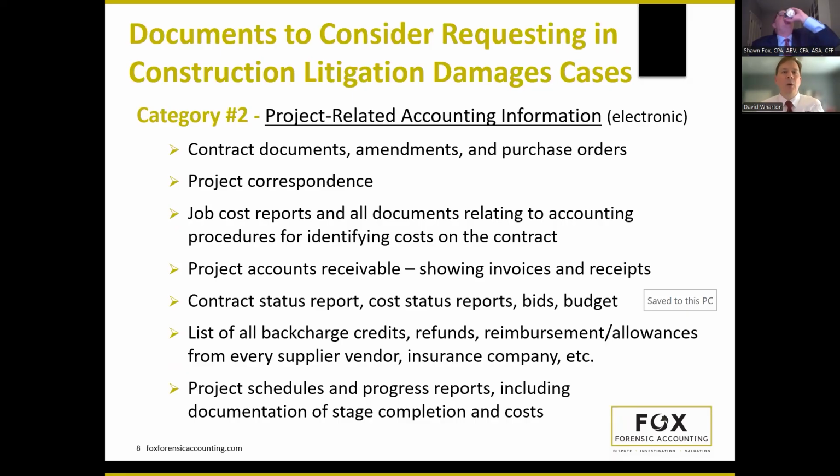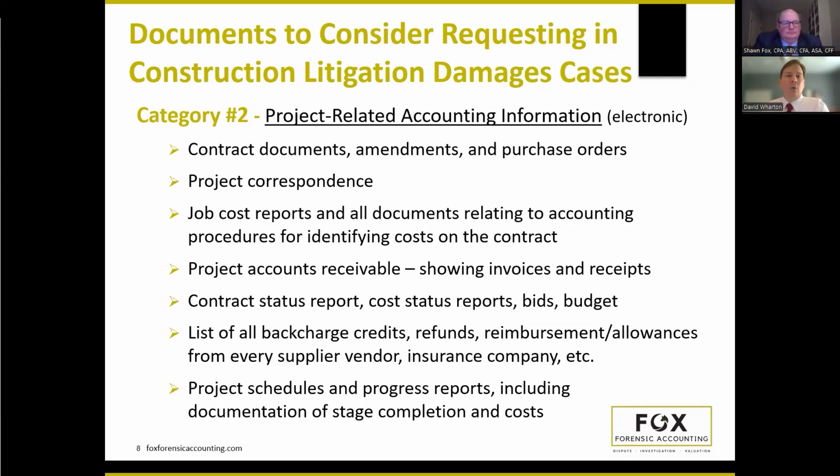So the first category was the project bid information, which is going to be very important if you have a dispute over what was agreed to or promised, what was bid and so forth, versus what was actually performed. And so going back to the bid documents can often shed light on what the parties were agreeing to when they formed the contract.